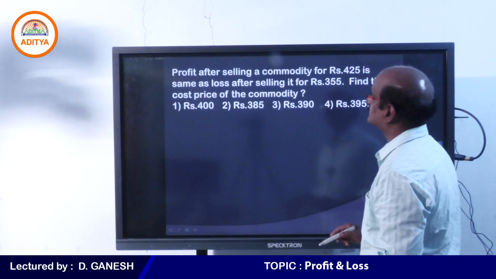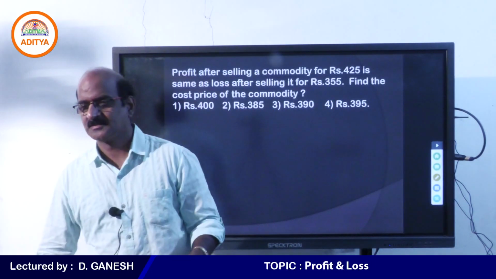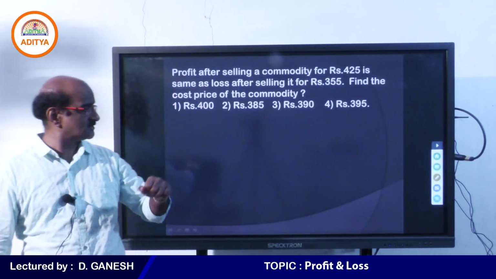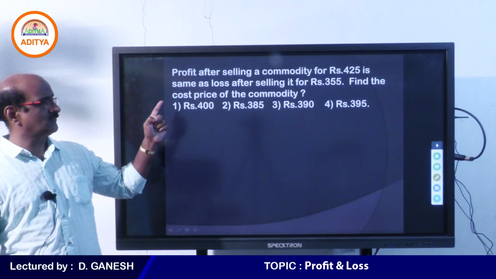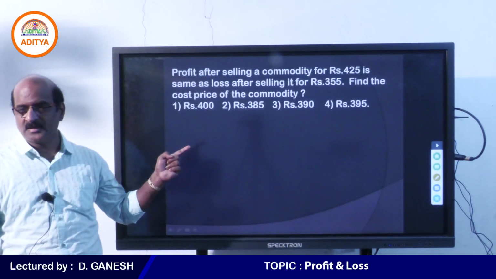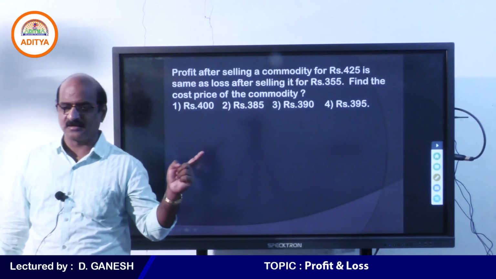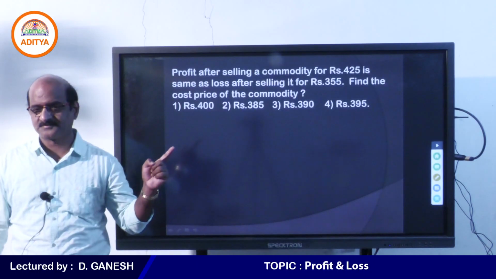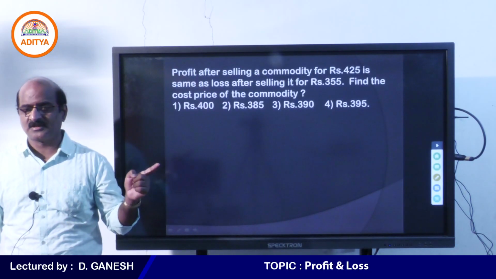Student, just look at the question. Profit after selling a commodity for 425 is the same as the loss after selling it for 355. The question is, what is the cost price of the commodity?